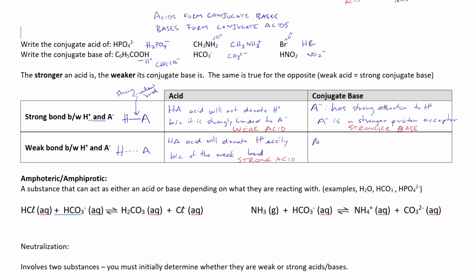Whereas if you have an A minus and it's weakly bonded to H plus, that means that A minus has a weak attraction to H plus, so it's not very strongly bonded to the H plus. So that means if it has a weak attraction, A minus is a weak proton acceptor. If it is a weak proton acceptor, that makes it a weaker base. A weak base.